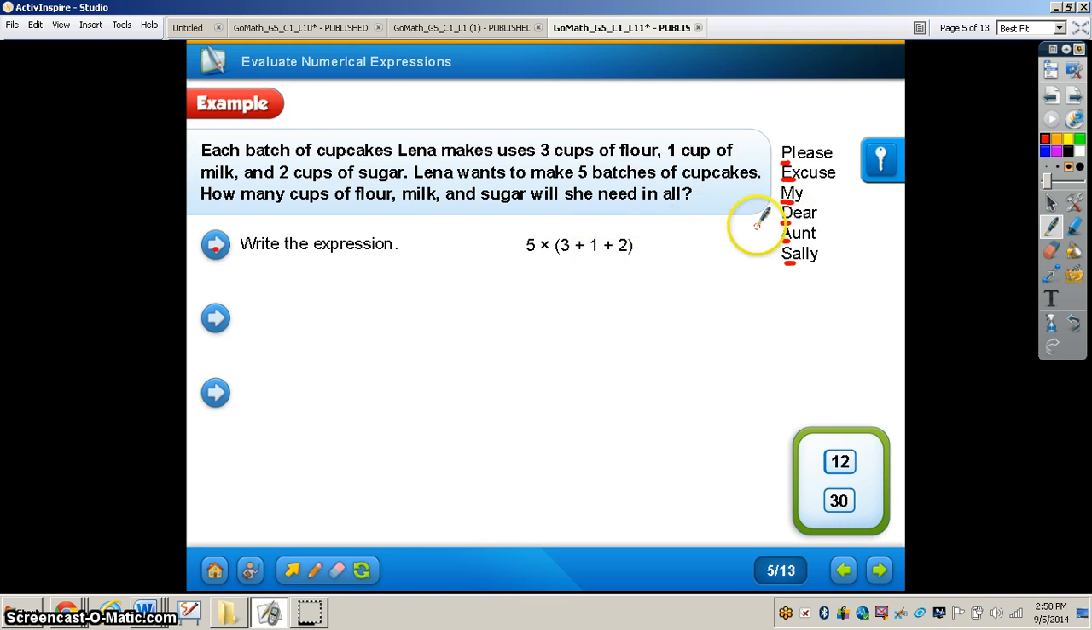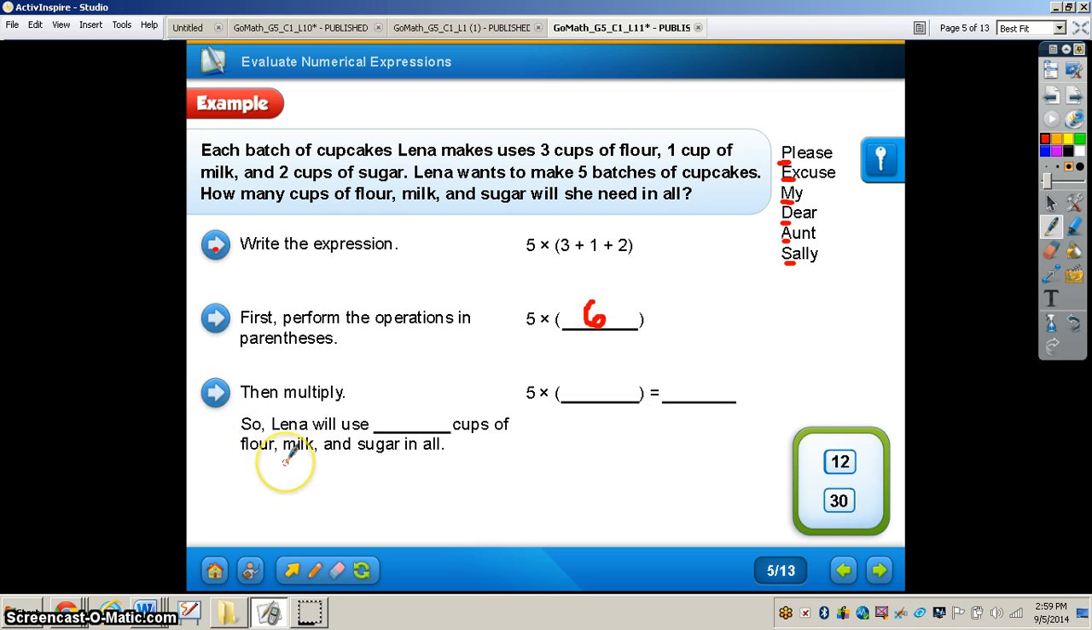Now, I know the order of operations always says that you multiply first before addition. However, remember the P stands for parentheses. So anything with parentheses you always do first. So we take 3 plus 1 plus 2, and that's going to give us 6. And then what you do from here, we have 5 times 6, and that's going to give us 30.